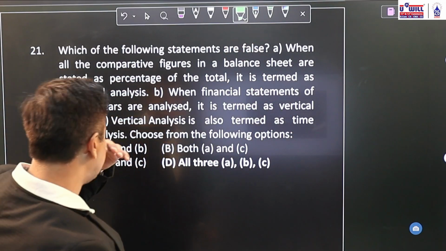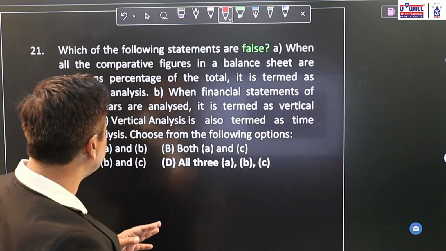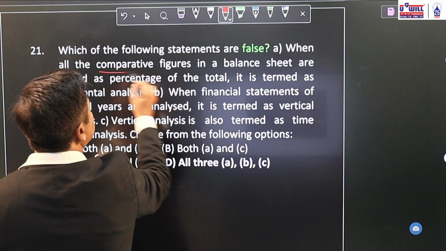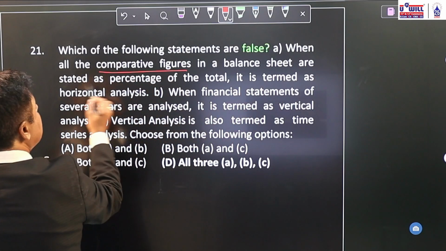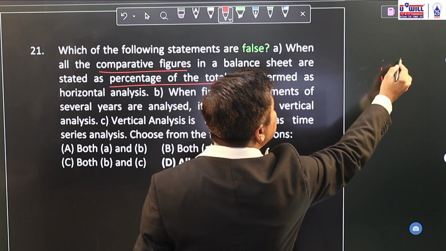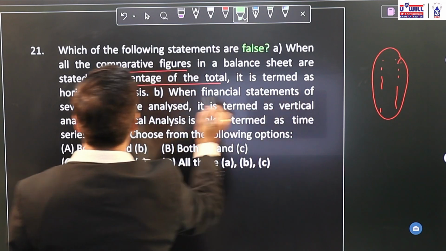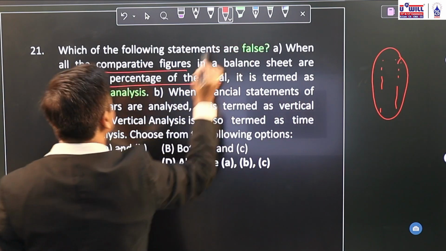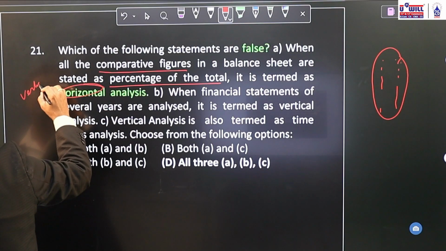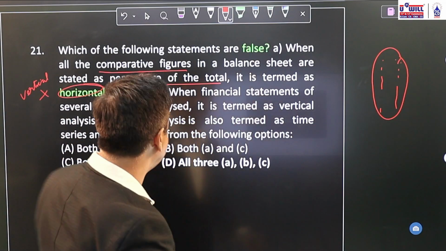Which of the following statements are false? Let's read each of them and identify if they are true or false. A statement: when all comparative figures in a balance sheet are stated as percentage of the total, all figures you state as percentage of total is called vertical analysis. Okay. It is termed as horizontal analysis. Wrong. It is not horizontal. Which one is it? Vertical. So this statement is false, because in vertical manner you are stating the percentage.